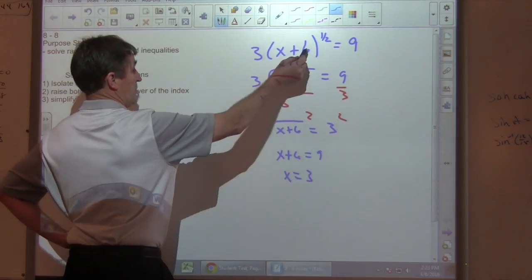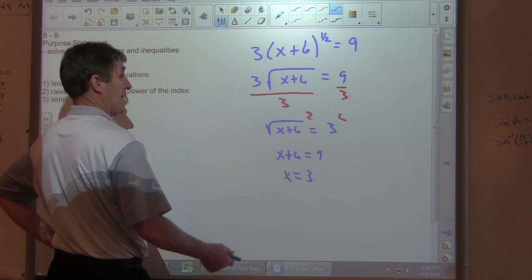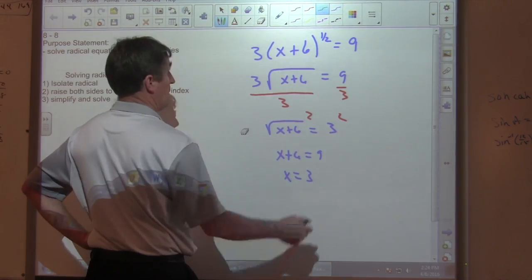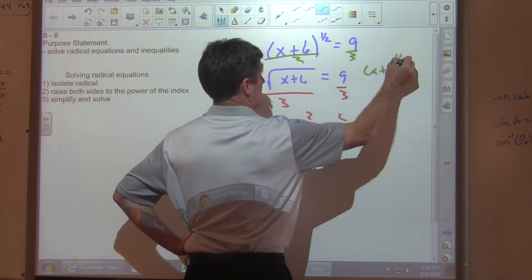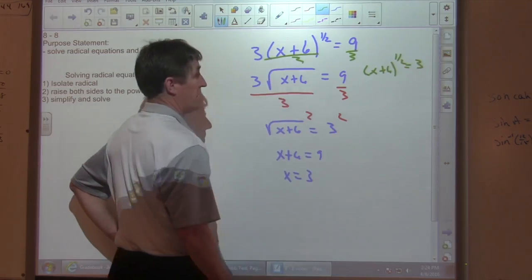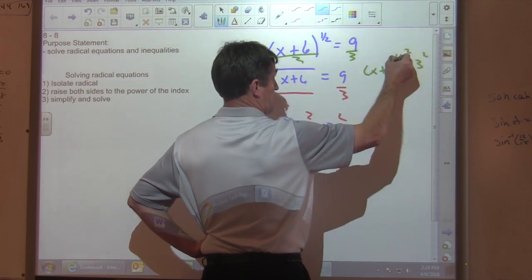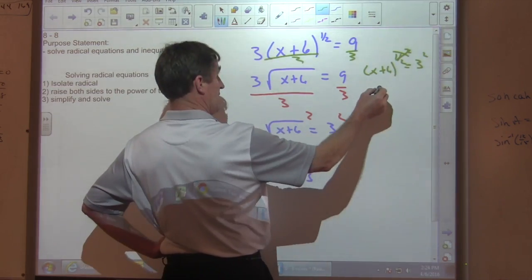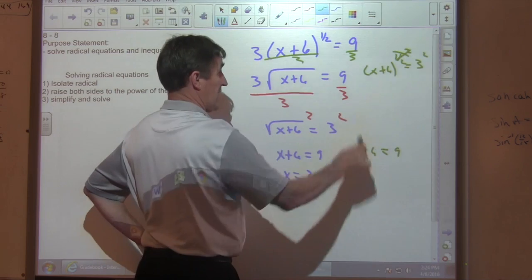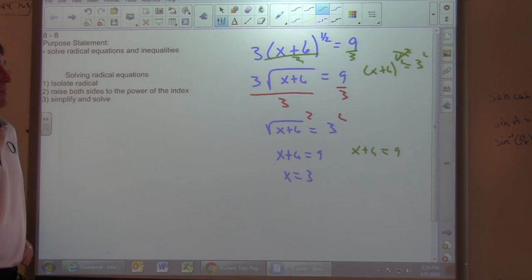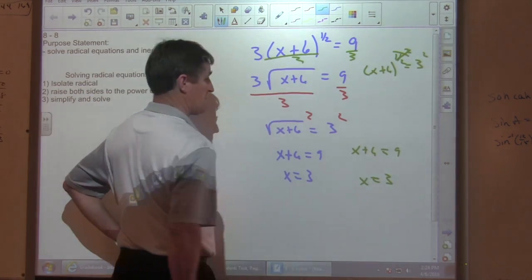Check it. 3 plus 6 is 9, the square root of 9 is 3, 3 times 3 is 9, so we're okay. Now again, the other way to do this would have been to divide by 3 right away. Get (x plus 6) to the 1/2 equals 3. Then the reciprocal of 1/2 would be to take this to the 2nd power and this to the 2nd power, so these would cancel, and we'd go right to x plus 6 equals 9. So you can see you save a few steps doing it that way, but either way, you get the same answer. So whatever seems to work best for you.